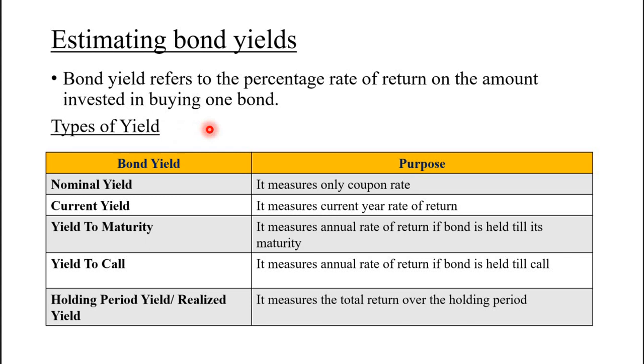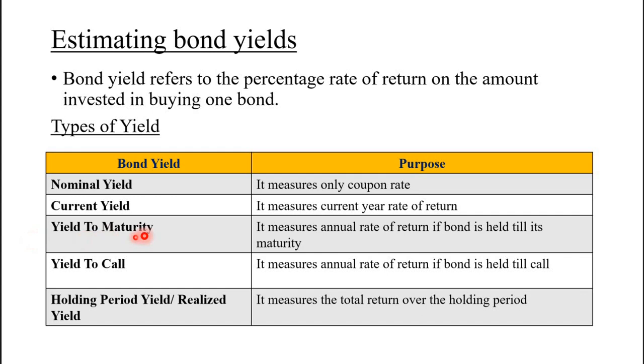We will quickly revise it one by one. First one is nominal yield. It measures only the coupon rate. For example, if there is a bond of 1000 with 10% return, then that much is the nominal coupon rate. Whatever is there, that much only it calculates as nominal. Next is current yield. It measures the current year rate of return. Current year means how much return we got this year on that investment, that we will calculate. So only of the current year.